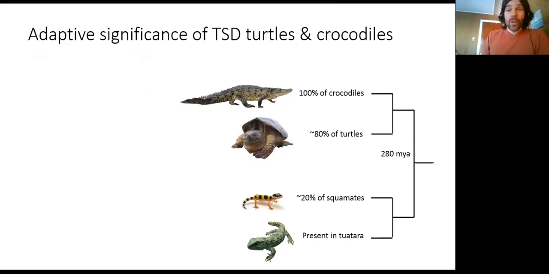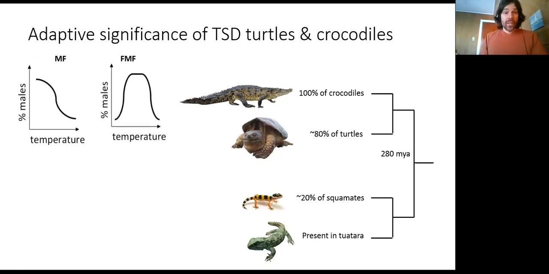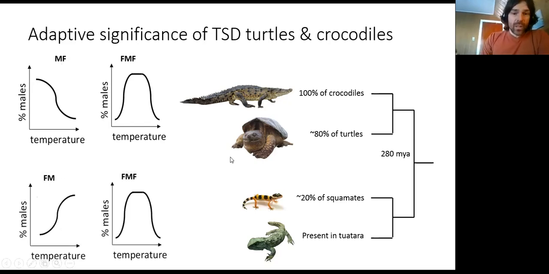Not only do we have independent evolution of TSD in these different groups over a long period of time, and large differences in life history, we also have differences in the temperature sex reaction norm that are broadly conserved within these different clades. So in turtles, we have FMF and MF, and in crocodilians, we have FMF. Turtles are the only group to have MF. Whereas in squamates and the tuatara, they have the FM system as well as that ancestral condition.